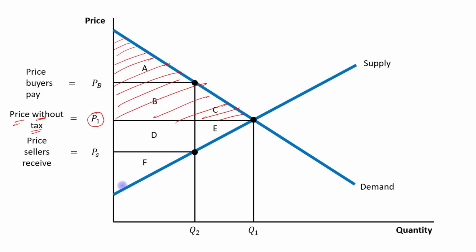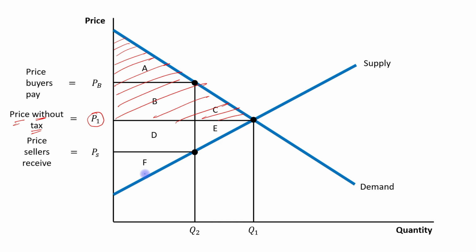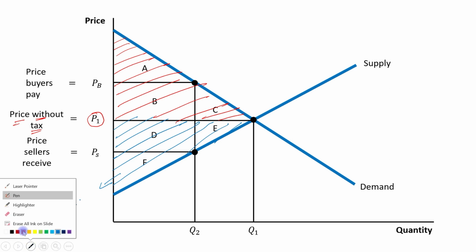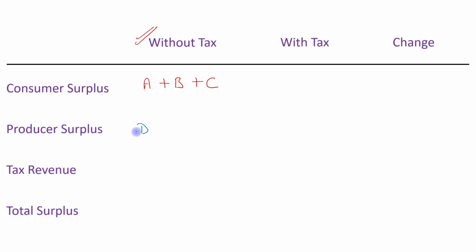Now let's see producer surplus. Producer surplus is the area above the supply curve and below the price level. So above the supply curve and below the price level, that means this area, this portion. This one, which is D plus E plus F. This is producer surplus, and this was consumer surplus. So I can write producer surplus as D plus E plus F.